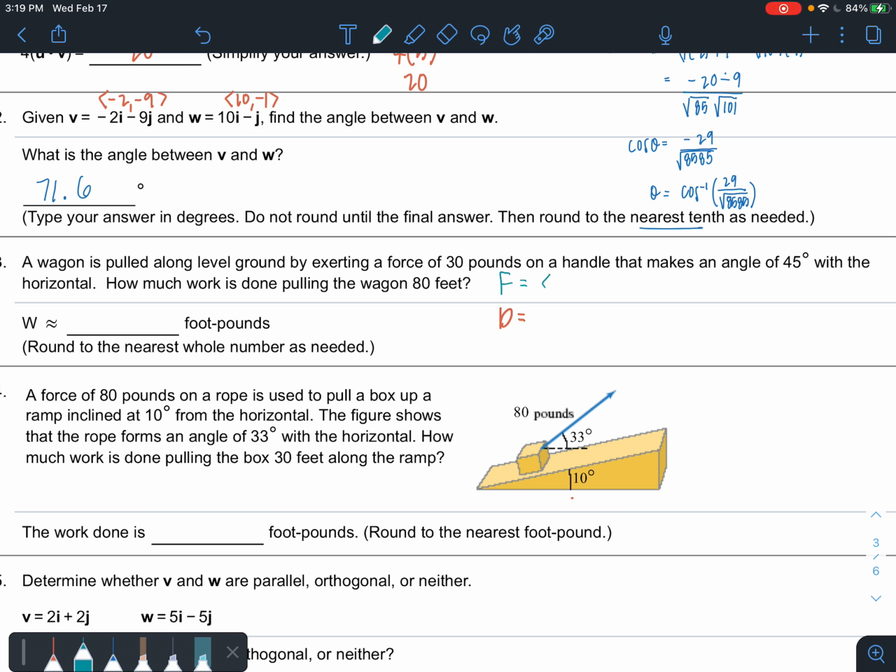So for a force vector, it's going to be the magnitude, cosine our angle. So magnitude, cosine of our angle, 45. And then 30 sine of that angle for that force vector. Direction vector is going 80 feet. So what that means is it's going 80, 0. Because it's moving along the horizontal there.